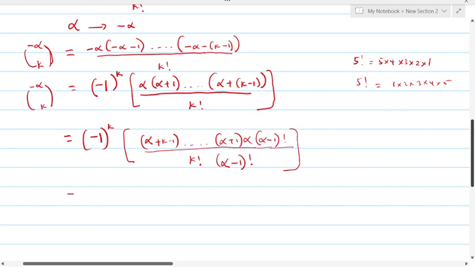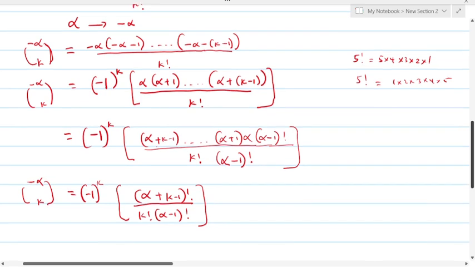Now I can take that back to factorial notation. Here I'm going to have alpha plus k minus 1 factorial over k factorial alpha minus 1 factorial. This is minus alpha combination k.